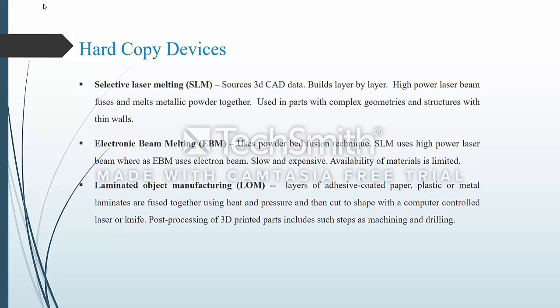Electron beam melting uses the powder bed fusion technique. SLM uses a high power laser beam whereas EBM uses an electron beam. Slow and expensive. Availability of materials is limited. Laminated object manufacturing: layers of adhesive coated paper, plastic or metal laminates are fused together using heat and pressure and then cut to shape with a computer controlled laser or knife. Post processing of 3D printed parts includes such steps as machining and drilling.